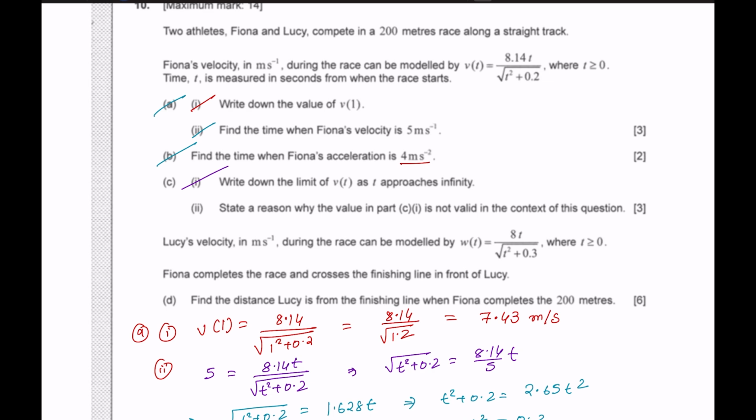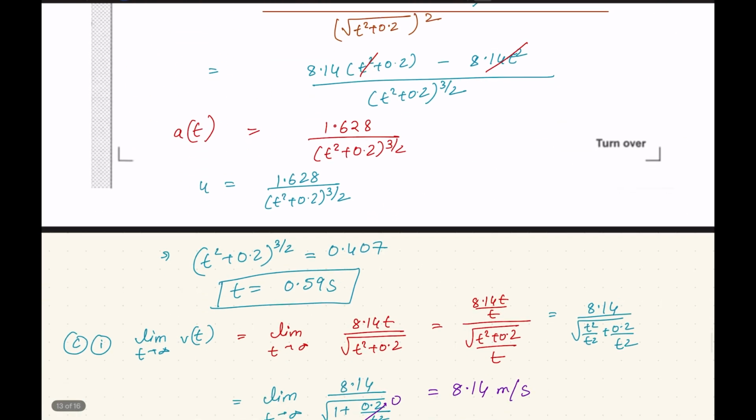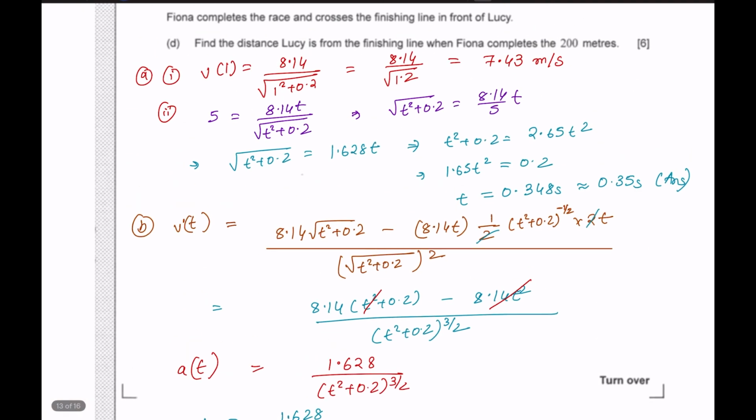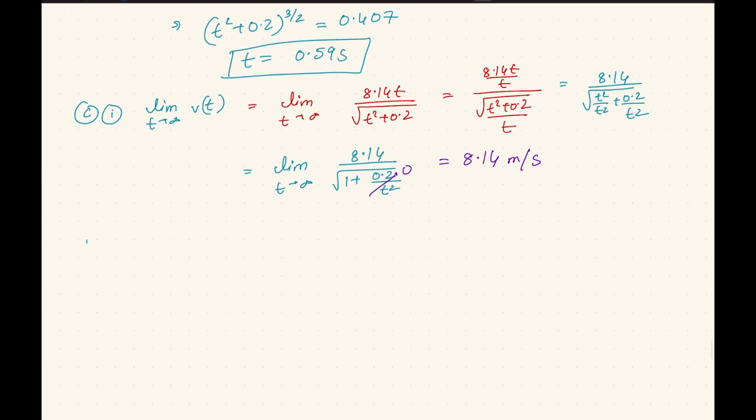Now state a reason why the value in part C1 is not valid in the context of this question. Because it's a 200-meter race, right? So the race will just be over in some time, right? It won't take infinite time for them to finish the race. They are already at a very good pace. You see, Fiona has 5 meter per second within like 0.35 seconds, within less than a second. So of course, I'll write the reasoning like this.